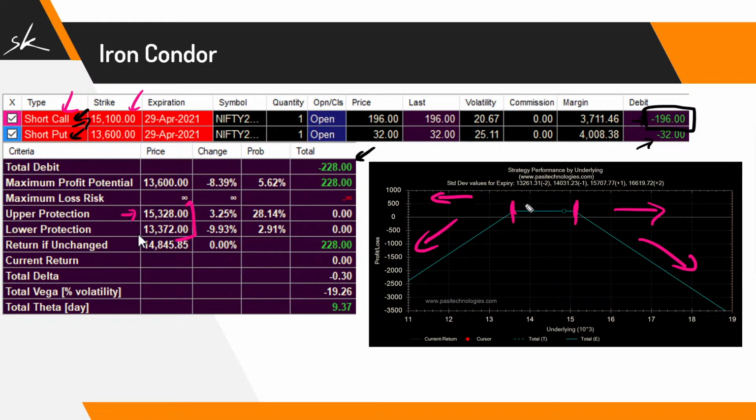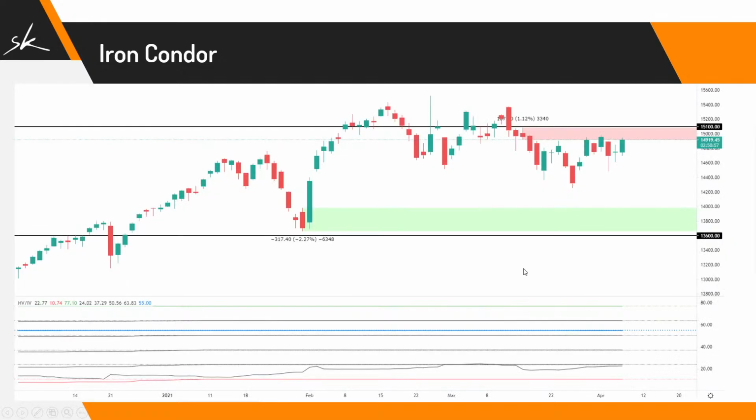So if till expiry the price remains within this range, yes, you make maximum profit. In case it starts moving down, you can even have unlimited loss. That is what a short strangle is all about. So now what do we do? We convert this short strangle into an iron condor. So how do we convert it?